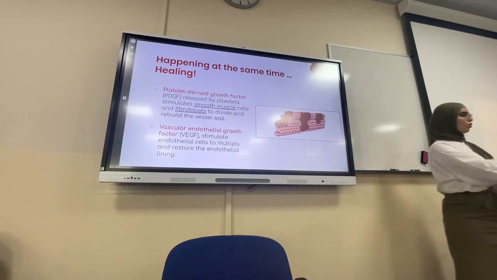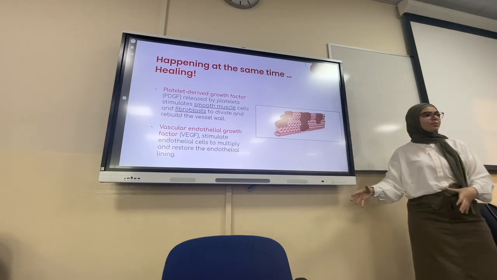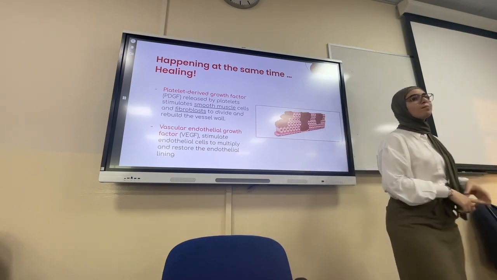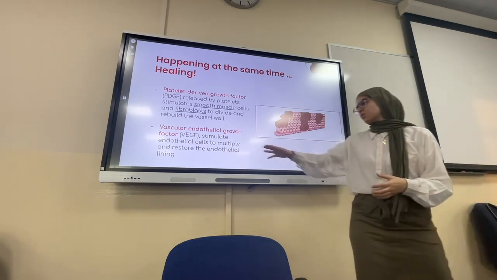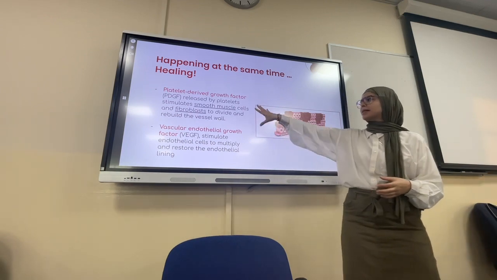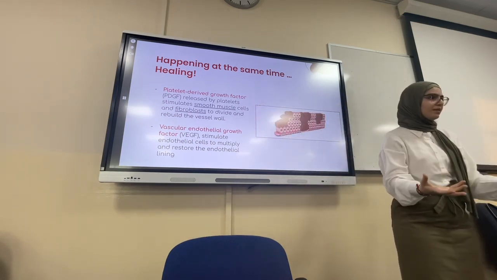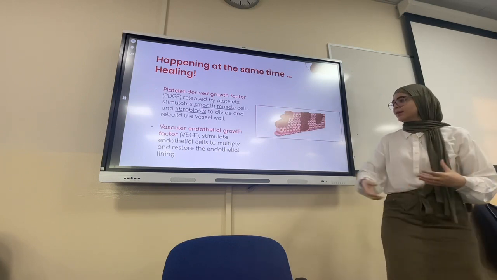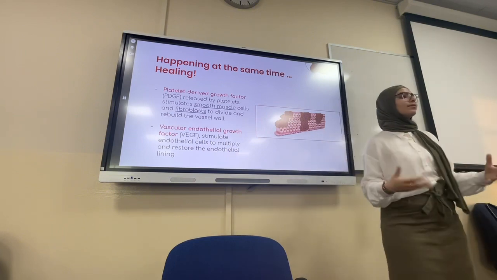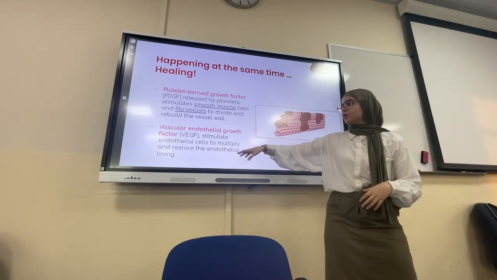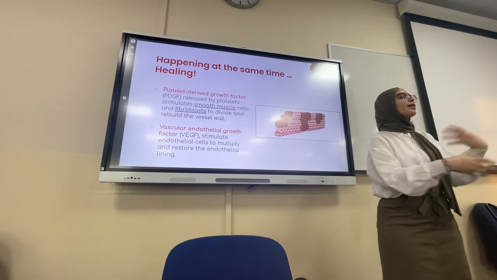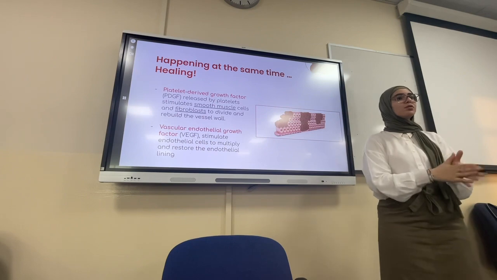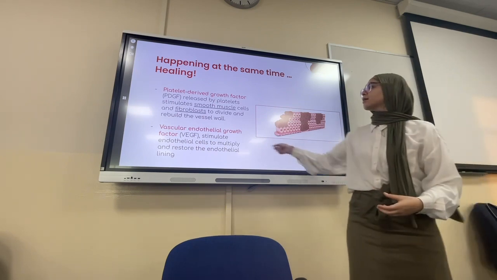At the same time clot retraction is happening, we also have healing happening. And there's two important growth factors, one released by the platelets and one released by the endothelial cells. So the first one is the platelet-derived growth factor, released by the platelets, essentially allowing the vascular smooth muscle to multiply and heal, and also the fibroblasts to divide and heal. Vascular endothelial growth factor, from its name, we're healing and multiplying the endothelial cells and bringing them back to normal. Okay, so these two growth factors are very important when we talk about the healing process.